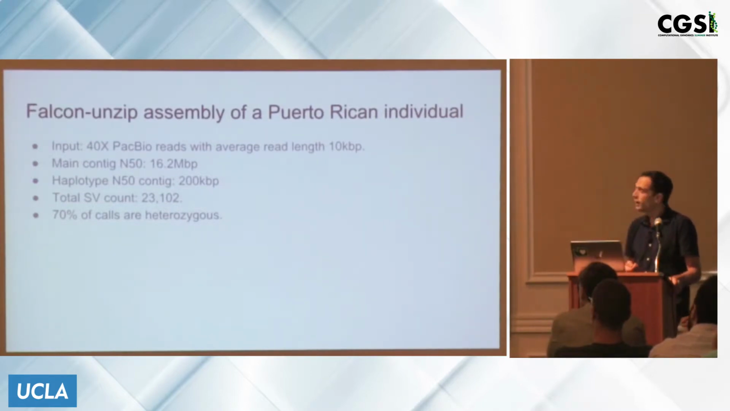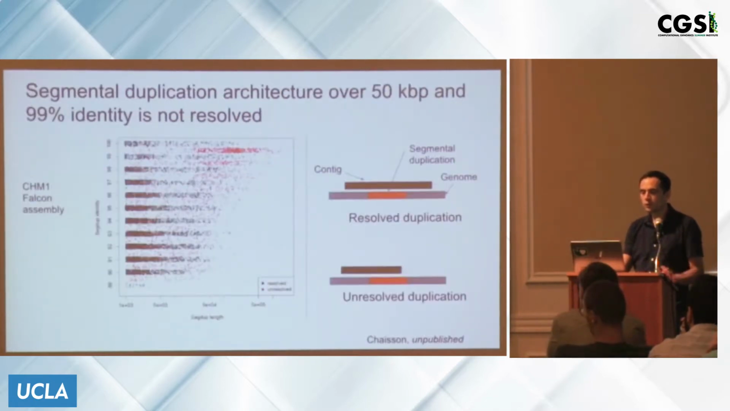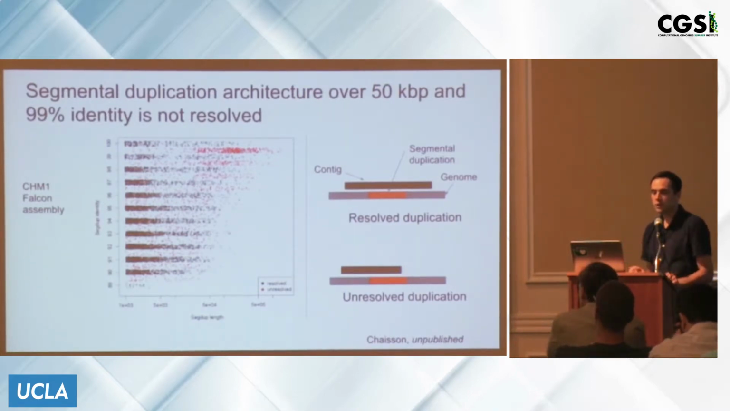And so what it shows is that it's able to, in a very sensitive way, detect heterozygous structural variation even when doing a full de novo assembly. But there is a bit of a word of caution: when doing de novo assembly, segmental duplication architecture is by and large not resolved.